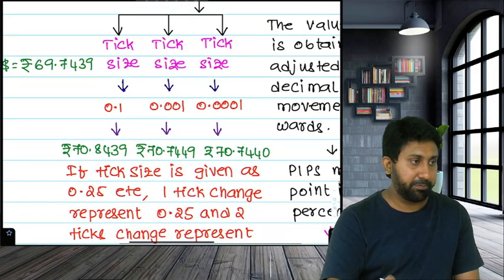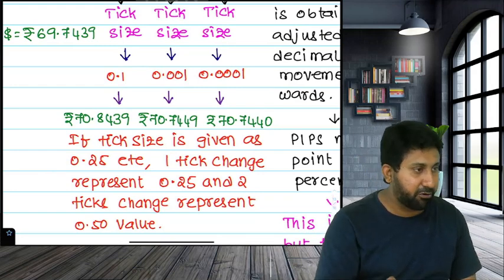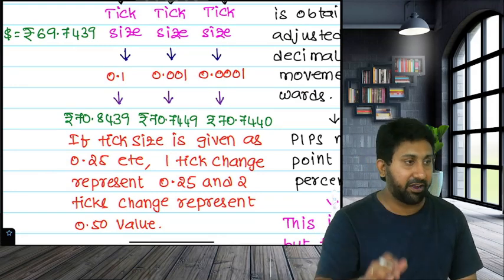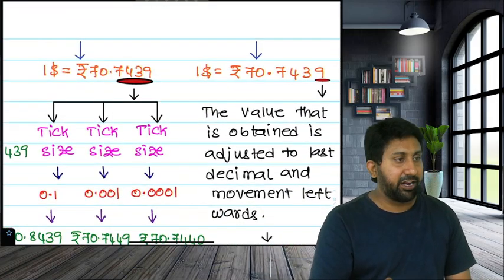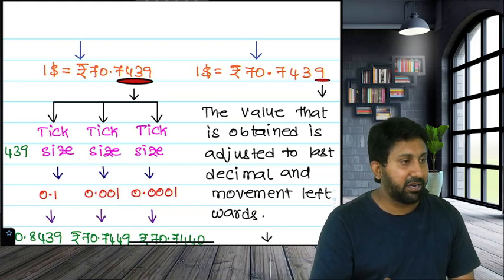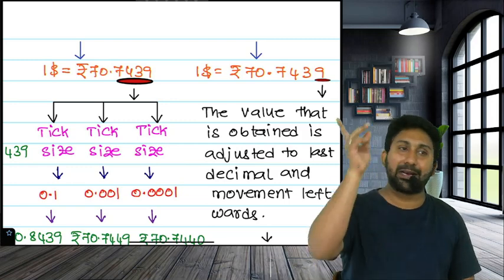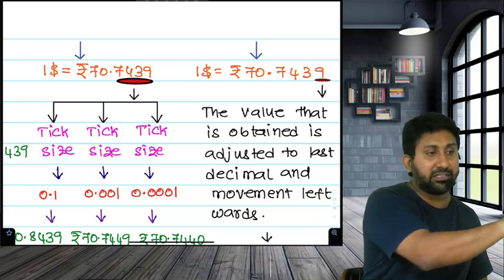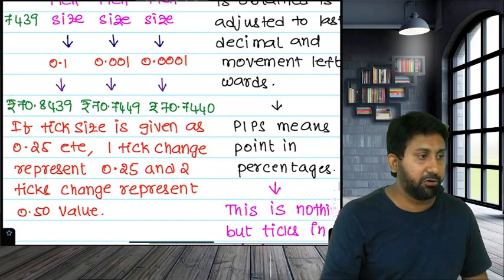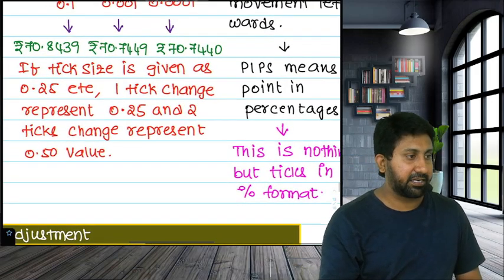So this is how the adjustment works. If the tick size is given as 0.25, 1 tick change represents 0.25, 2 ticks change represents 0.5, like that. $1 equal to 70.7439. The value obtained is adjusted at the last decimal, moving leftwards. Say 0.8% he said. From the right side towards the left side you need to come; from the last decimal you need to make the change. Pips means points in percentages. It is nothing but ticks in percentage format.